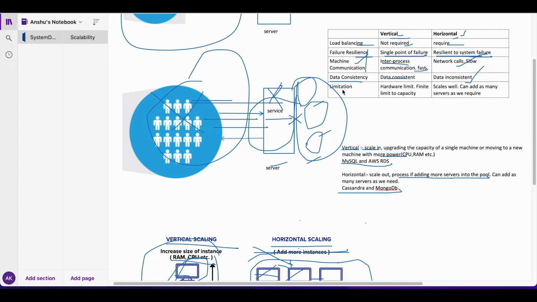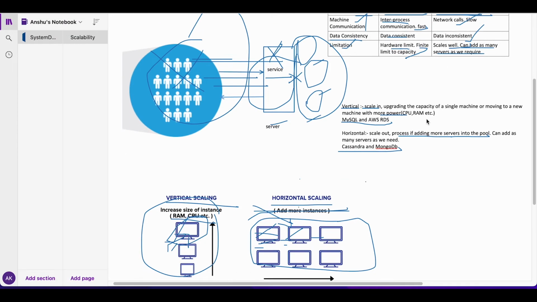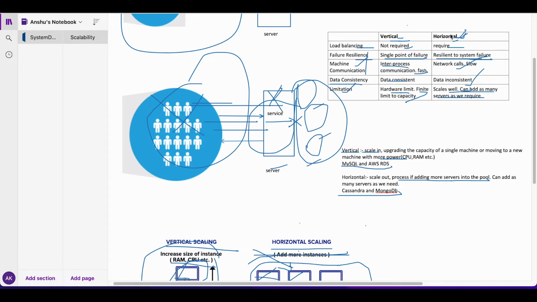Now the fifth point is limitation. In vertical scaling, we upgrade our system by increasing the CPU or RAM, but there is a limit to doing that. We have a hardware limit, so there is a finite limit to capacity. But in horizontal scaling, we can add as many servers as we require based on our requirement or our budget. So horizontal scaling scales well. These were the differences between vertical and horizontal scaling that we just discussed.